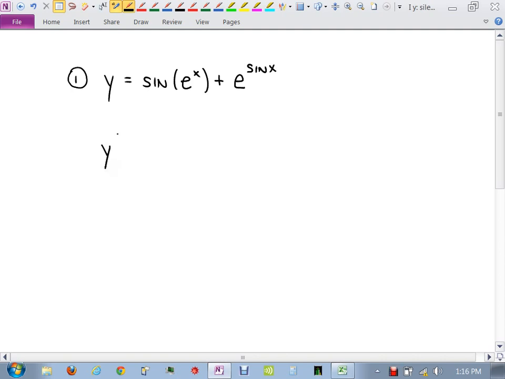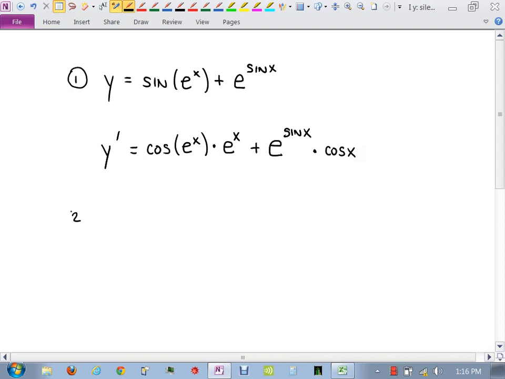So derivative here, on this first one, you have sine of e to the x. So the first thing you have to do is take derivative of sine, which is cosine of what's there. Then times chain rule, the derivative of what was inside. The derivative of e to the x is e to the x. Okay, plus, now we do the other one. E to a power, right? E to something. The derivative of e to anything is itself. But then times chain rule says now you have to take derivative of what was up there. So times what? Cosine x. That's it.